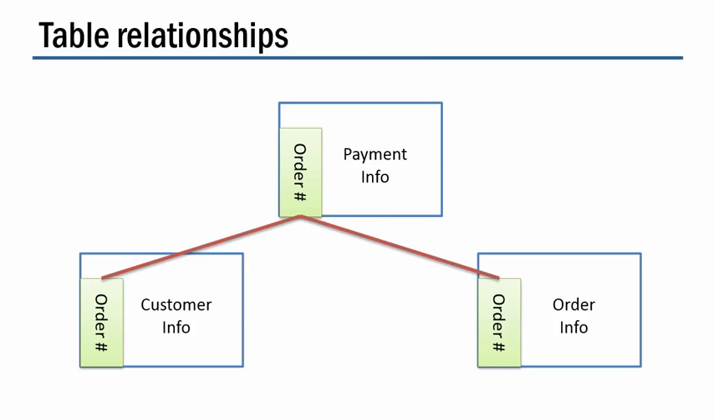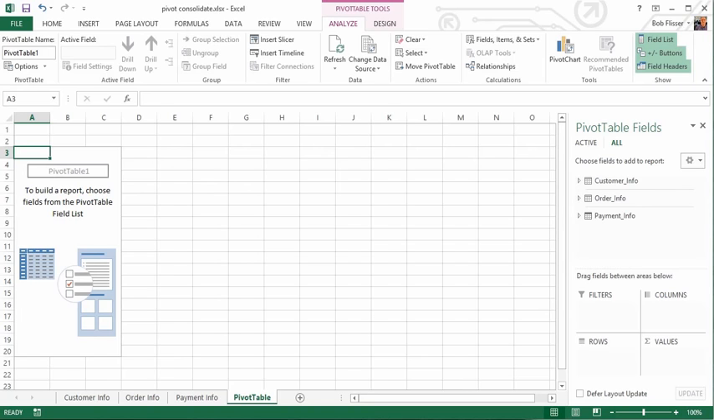When we set up the relationships, we're going to say, all right, the payment info table is related to the customer info table, where the order number is the same between each one. And the payment info table is going to be related to the order info table, also where the order number field is the same. There's no reason to relate the customer info table to the order info table because they're related implicitly through the payment info table. So here's how we go and set up those relationships.